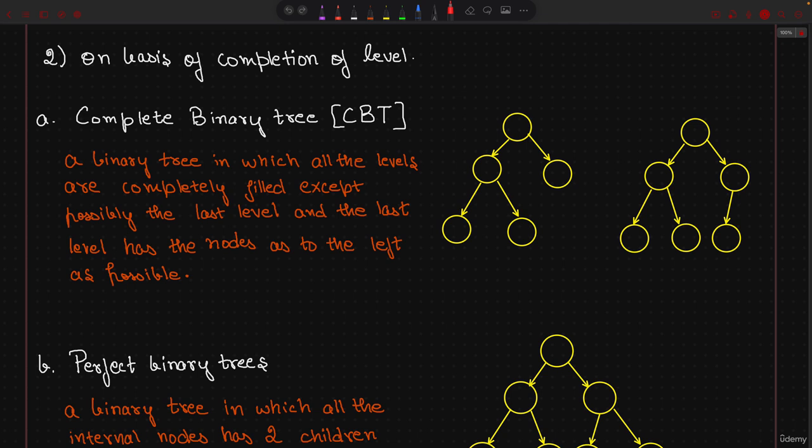So I will just repeat the definition once again. Tree in which all the levels are completely filled except possibly the last level. The last level can also be perfectly filled. That is not the problem. And the last level has the nodes as to the left as possible. So always start from the left and keep on filling it, and you will get a complete binary tree. Okay, great. So now let us move forward, everyone.